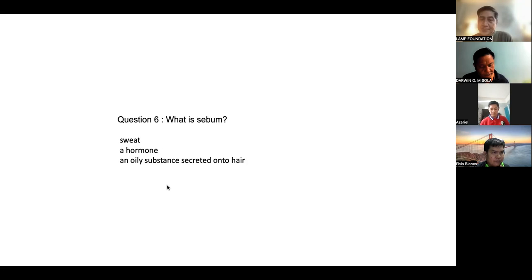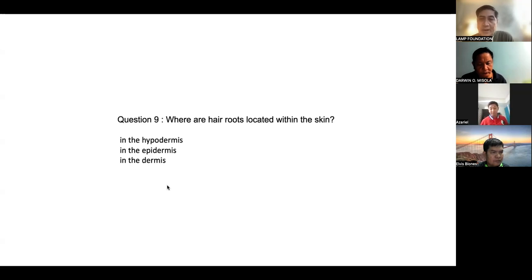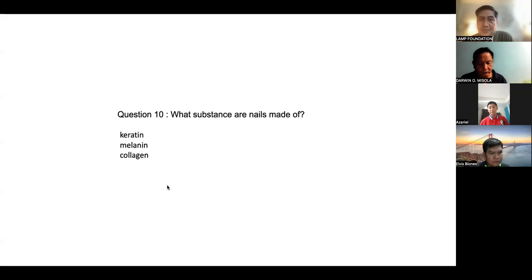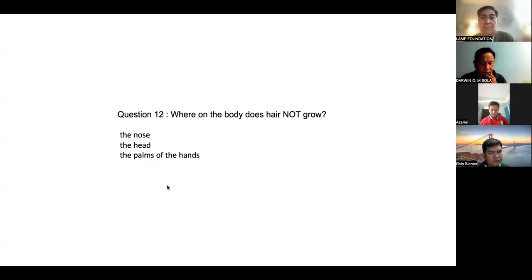What is a sebum? An oily substance secreted on hair. Sweat glands are located in the dermis. What type of tissue is the main component of the dermis? Connective tissue. Where are hair roots located within the skin? Dermis. What substance are nails made of? Keratin. Which condition is caused by lack of melanin synthesis? Albinism.